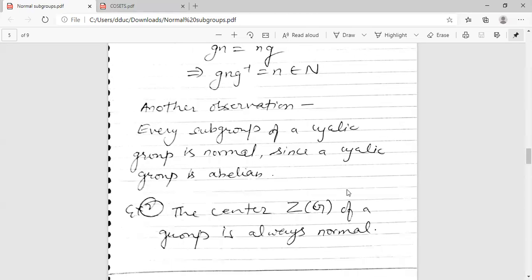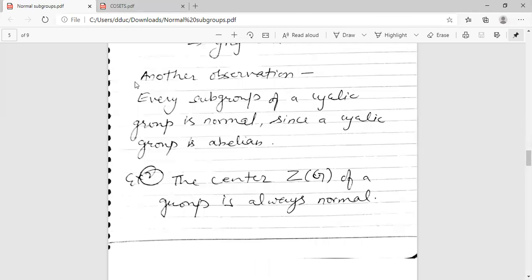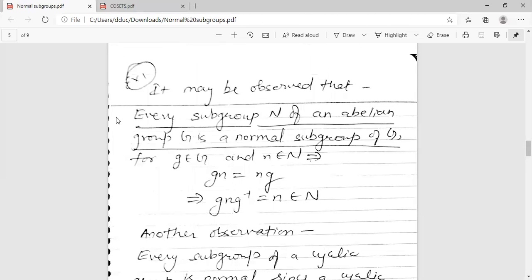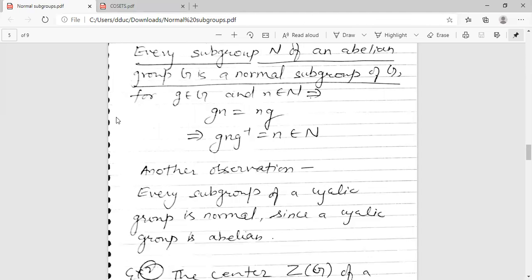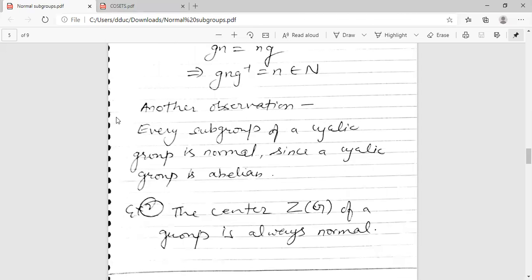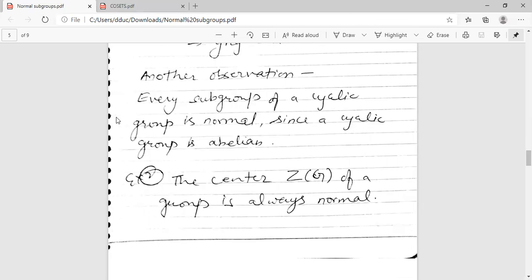So there is another observation. Here we are saying that every subgroup of a cyclic group is normal, and we already know that every subgroup of a cyclic group is abelian, and in this result we have seen that every subgroup of an abelian group is normal. So in a cyclic group every subgroup is abelian, and for every abelian group, all the subgroups are normal. So indirectly, you have that result.